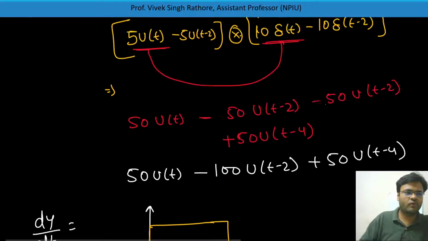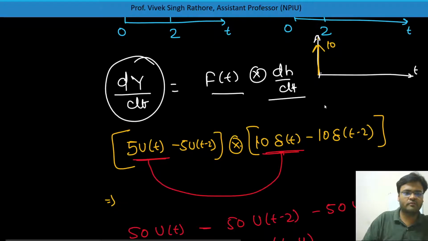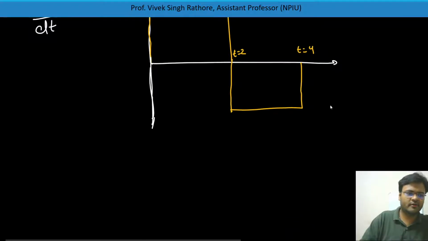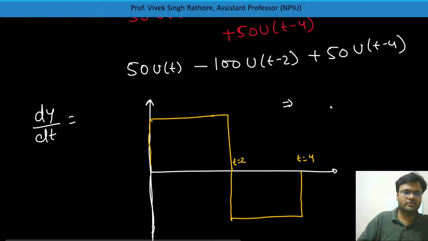This is not the full output, but this is dy/dt that you have got, because earlier we had dy/dt equal to f(t) convolved with dh/dt. So you have got dy/dt. Now you need to integrate. I told you in module 1 how to integrate a unit step signal. I'll do it here with a blue pen.